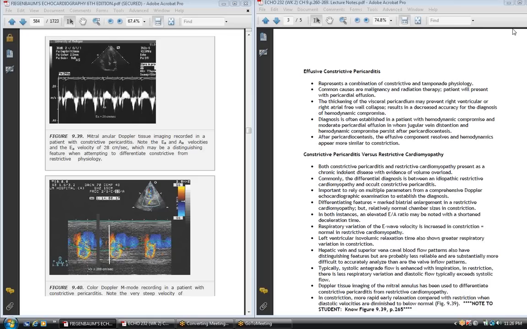We're going to start where we left off in part 1, and that is on constrictive pericarditis versus restrictive cardiomyopathy. Both constrictive pericarditis and restrictive cardiomyopathy present as a chronic indolent disease with evidence of volume overload. Commonly, the differential diagnosis is between an idiopathic restrictive cardiomyopathy and chronic constrictive pericarditis.